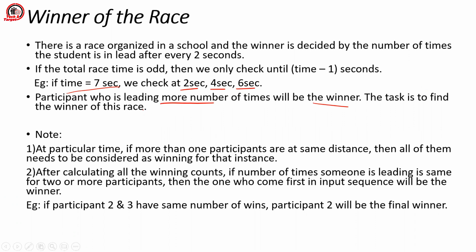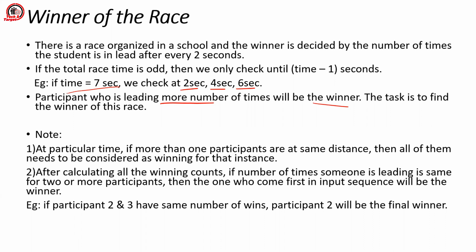So to explain this, basically there will be a race competition, and in that race competition, instead of deciding the winner by who comes first, what they are doing is for every second they are checking who is in lead, right? So the person who is leading more number of times at the end of the time duration of the race, then that person will be considered as a winner. So that is what the problem statement is saying.